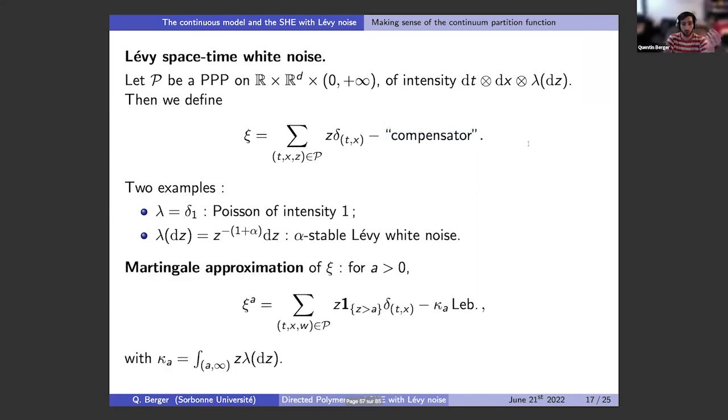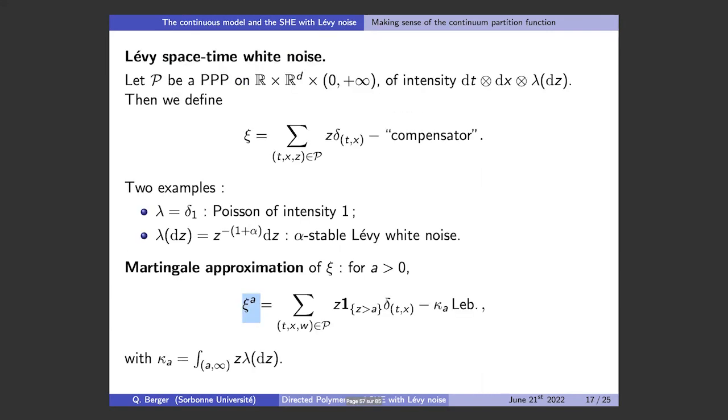Okay, so how do you center it? Well, the idea is, you define an approximation of your noise by saying I keep only the weight on the masses that are larger than A. And here I can center the noise. I center by the mean mass of points larger than A. So that's a way of constructing our truncated noise.